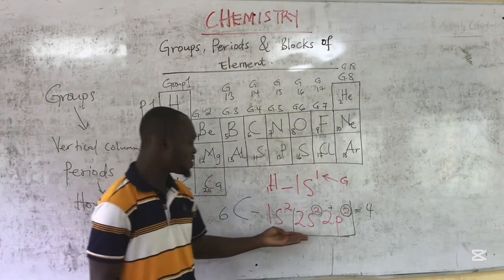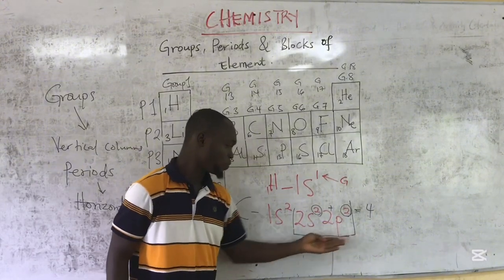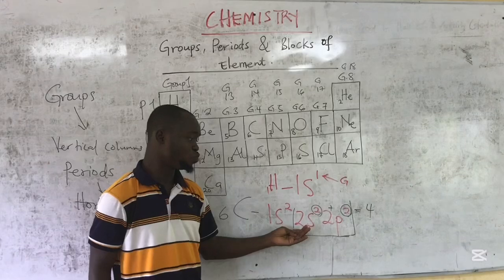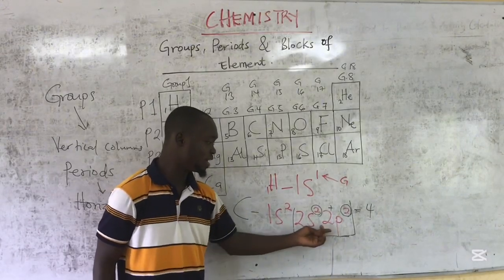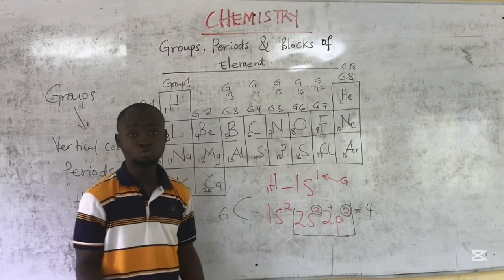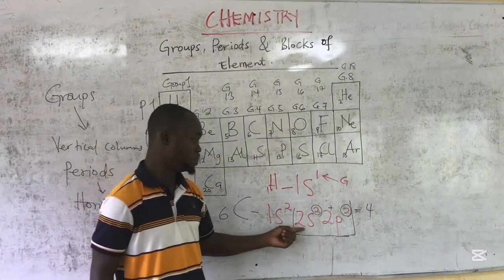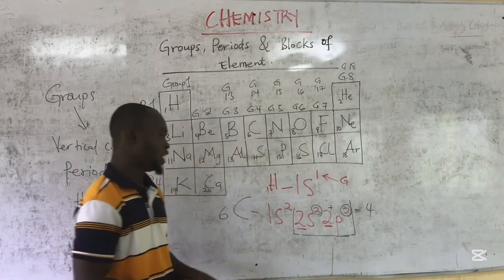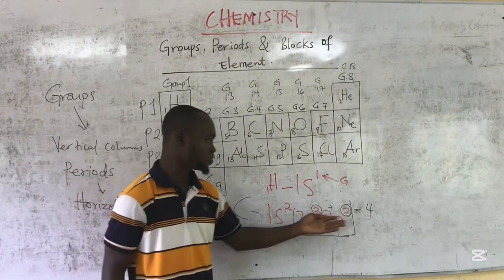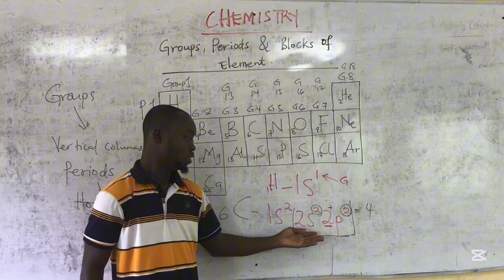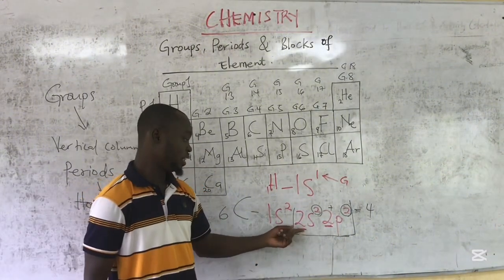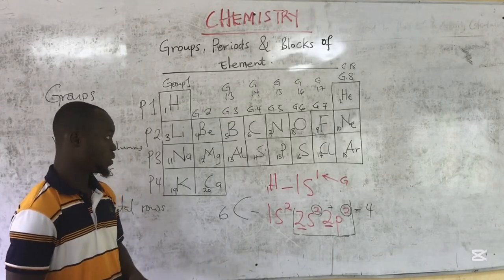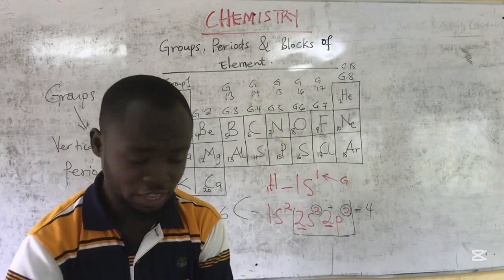And also, the last shell, or the last principal quantum number in the configuration here, is the 2. So the 2 over here means that carbon is in period 2. The 2 indicates the last energy level, where we can locate the last electrons, the valence electrons, in the second shell. So we say that carbon is in period 2. Is that okay? Let's take another example as well.